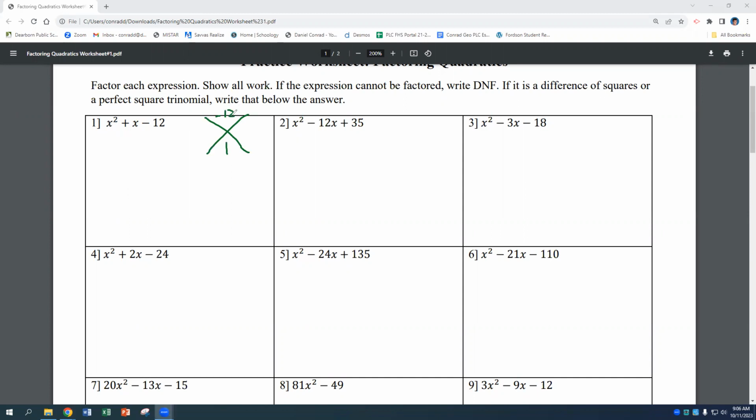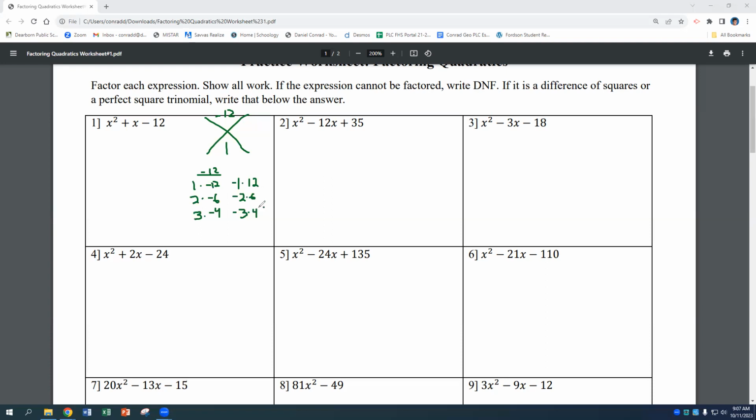So the two numbers here, if we go down the list of the factors for -12, you could do 1 times -12. You could do 2 times -6. You could do 3 times -4. You could also switch the negative to the other number, so we could do -1 times 12, -2 times 6, and -3 times 4. So those are all the factors that multiply to -12.